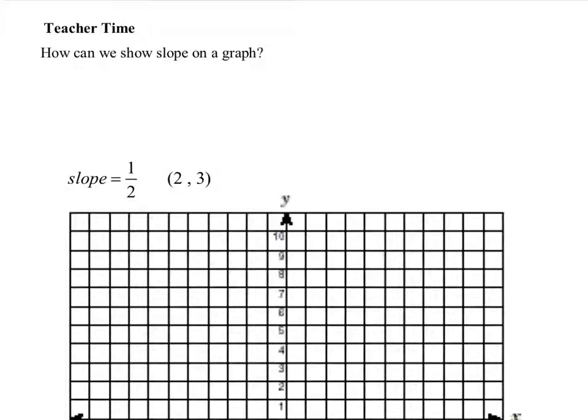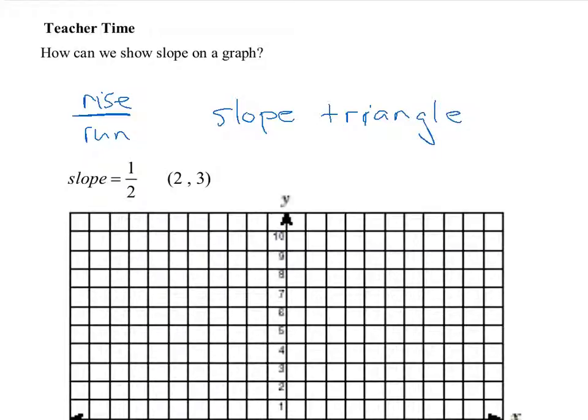Raven, what do you think? Okay, so he's thinking about rise over run, and I definitely think that's where we're at. I want to think about how we physically showed it, though, on the coordinate grid itself. Yeah, they made a shape. What shape were they? Triangles. We called them slope triangles. So we use slope triangles to show the slope and how the slope went from one point to the next.